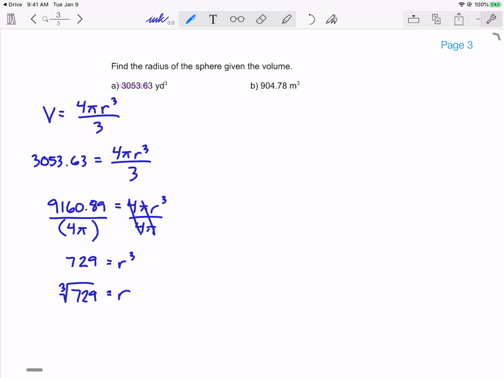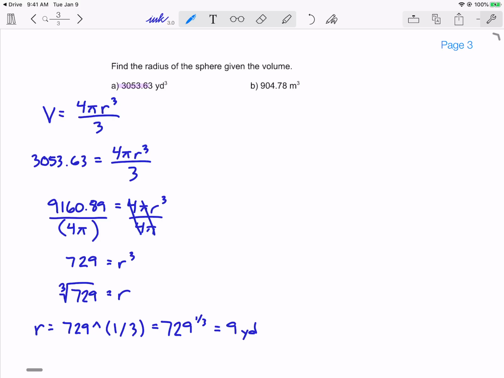Now the catch here, you might have to type this in your calculator differently, depending on what kind of calculator you've got. I'm going to write 729, and then I'm going to put a caret in my calculator, parentheses 1 divided by 3. And you may not have to do this just like this. You might have a newer calculator, and you can do 729 to the 1/3. And if you do that, you should get 9. And my units were yards cubed for volume, so my units for radius are yards.